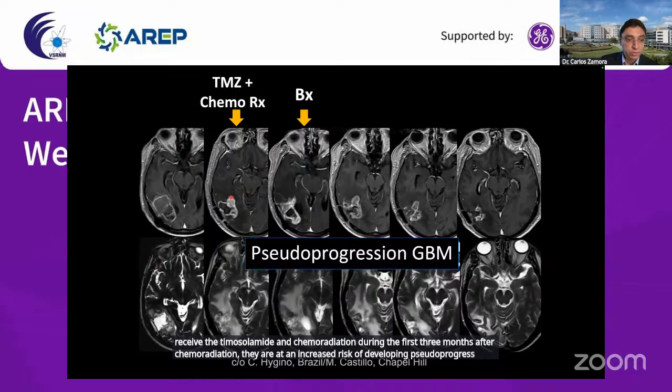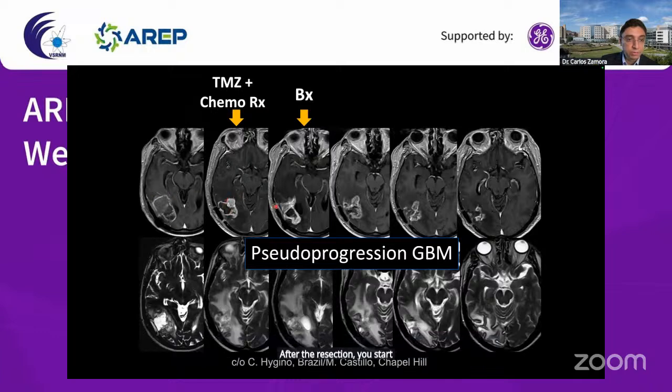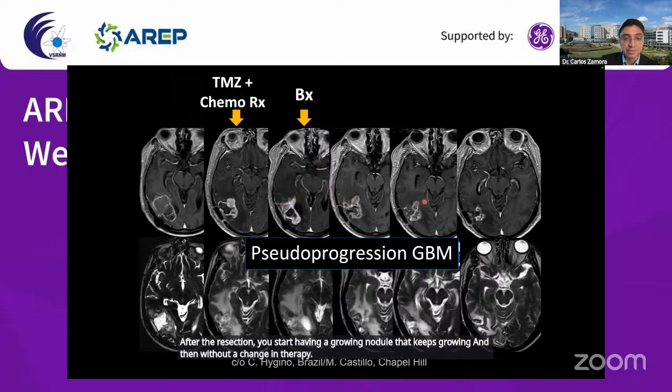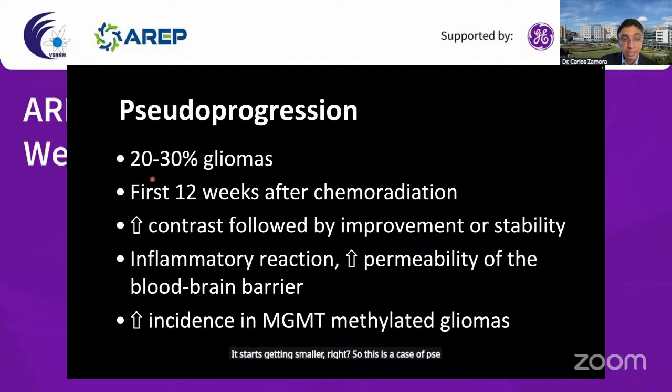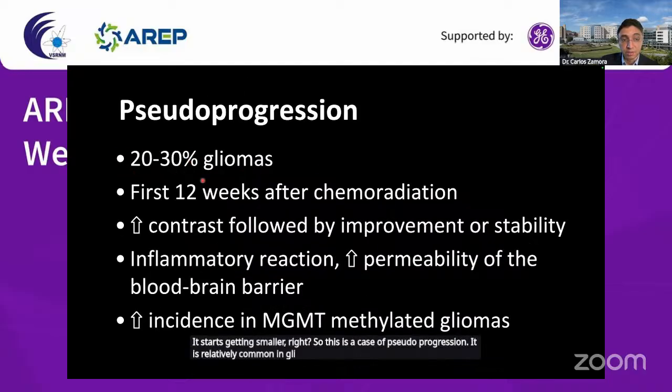Here we have a case where, after the resection, you start having a growing nodule that keeps growing, and then without a change in therapy, it starts getting smaller, right? So this is a case of pseudoprogression. It is relatively common in gliomas, 20 to 30% of them within those first 3 months after chemoradiation.